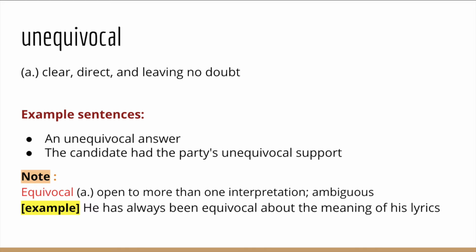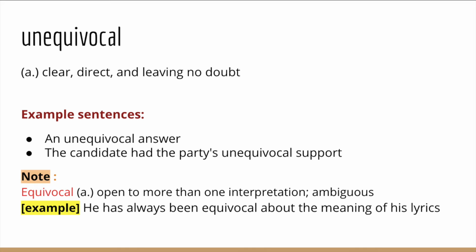So it is very black and white. There's no gray area, and there's no maybe in the answer. So this type of answer, you can describe it as an unequivocal answer. The second example sentence here is, the candidate had the party's unequivocal support. The unequivocal support is the kind of support that is very direct and having no doubt.